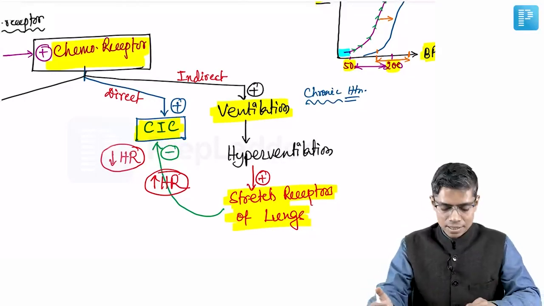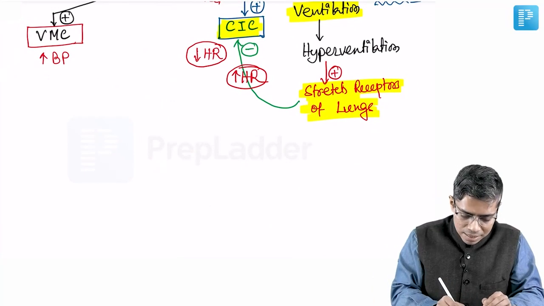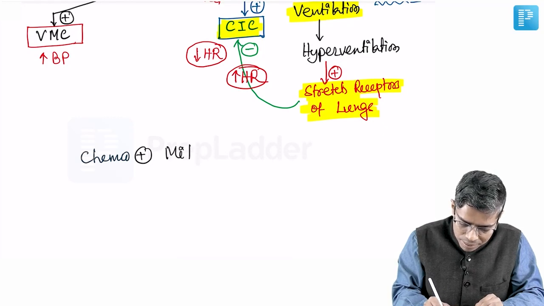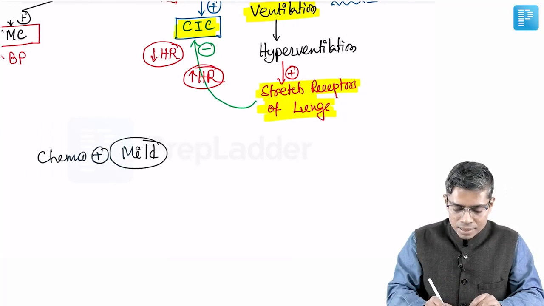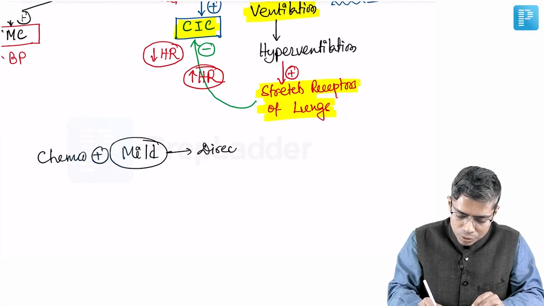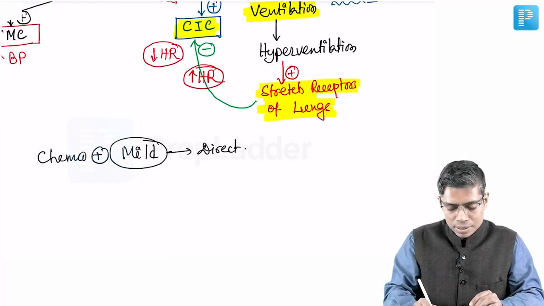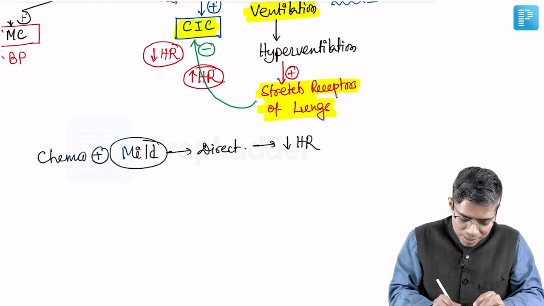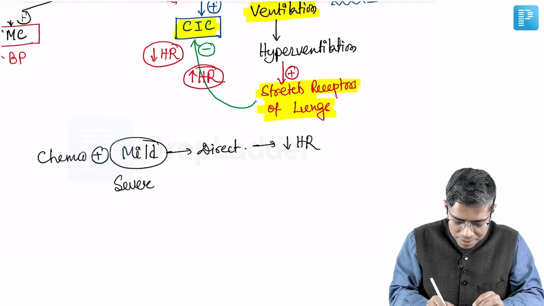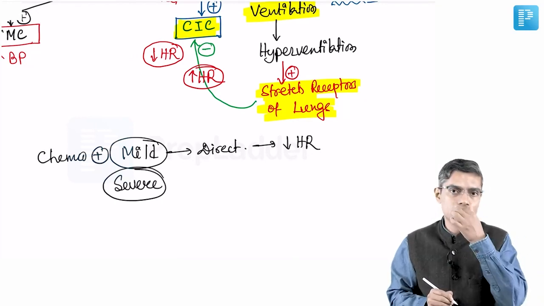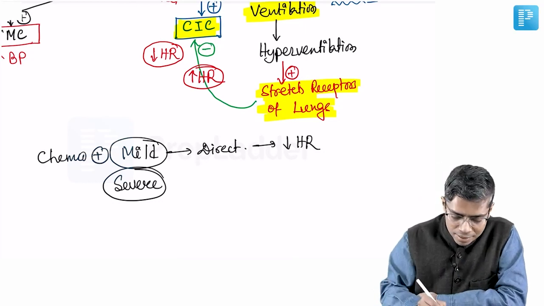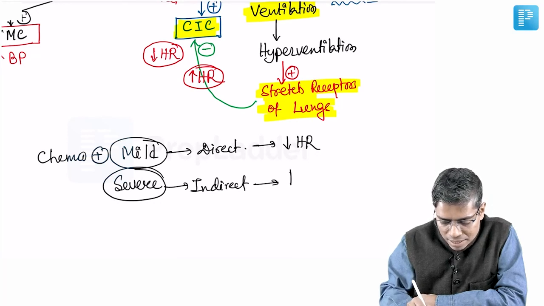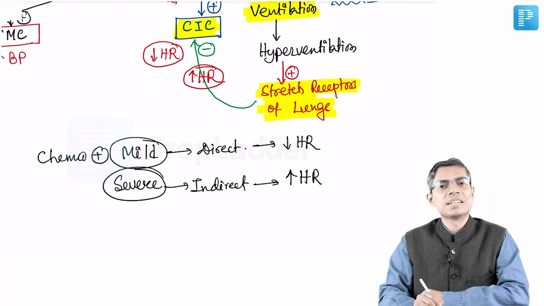Bradycardia or tachycardia, right? To understand that, you have to remember that if the chemoreceptor stimulation is mild, suppose there is mild hypoxia, then the direct pathway is going to dominate over the indirect pathway. And what is the net result? The net result is bradycardia. But whenever the chemoreceptor is stimulated severely, by severe hypoxia or acidosis, then the indirect pathway, meaning increased ventilation, will dominate, and indirect pathway means there will be tachycardia.